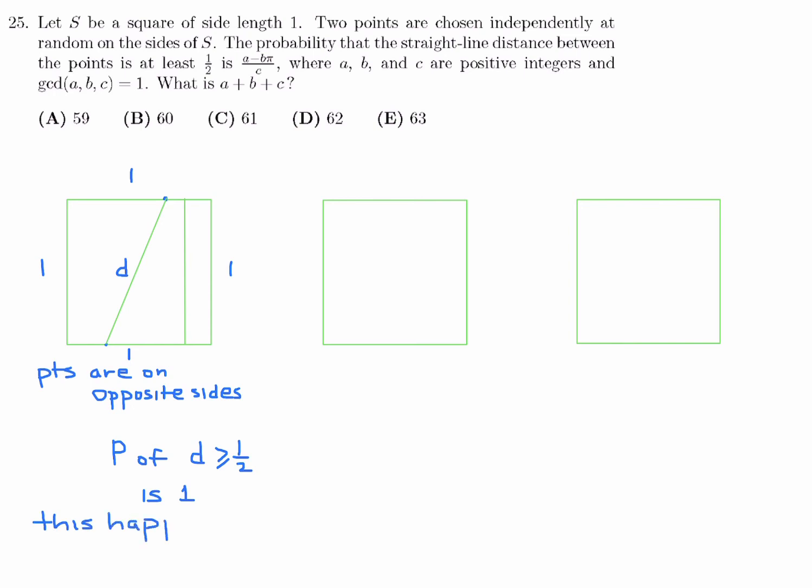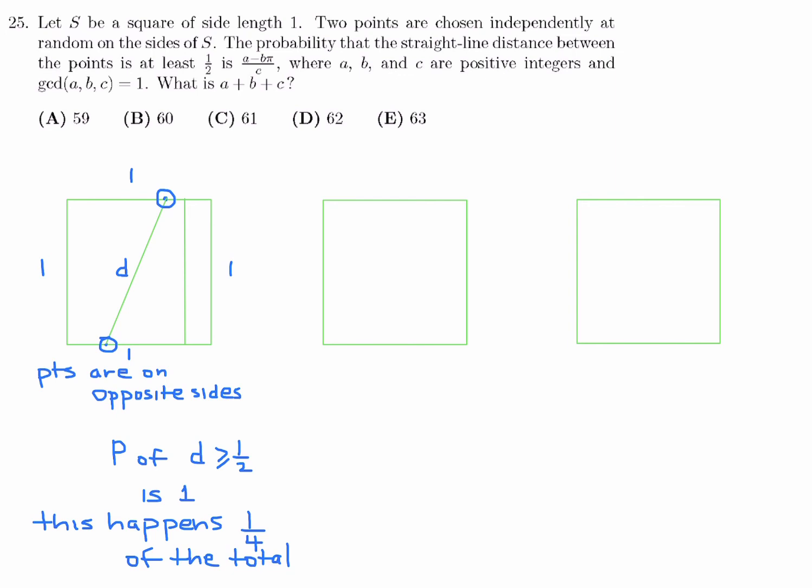And this first scenario happens 1/4 of the time, right? If you choose a point here, the second point can be either here, here, here, or here. But I put the second point on the opposite side here, so that's 1 out of 4. So this happens 1 out of 4 of the time, of the total. All right, so that's the first scenario.